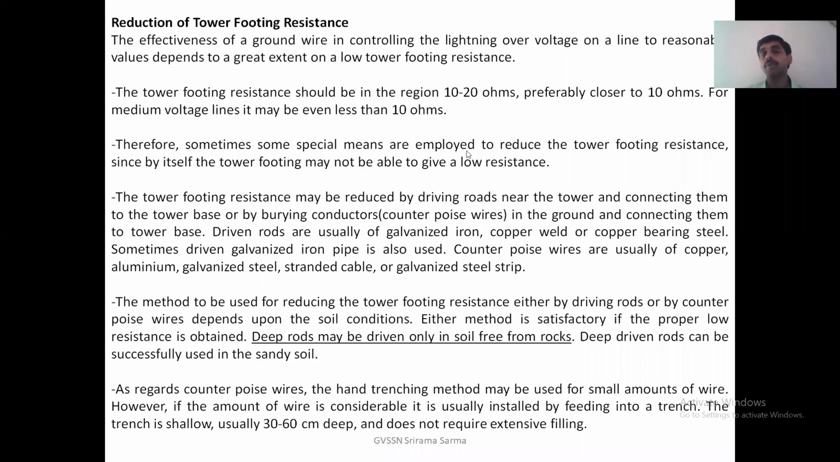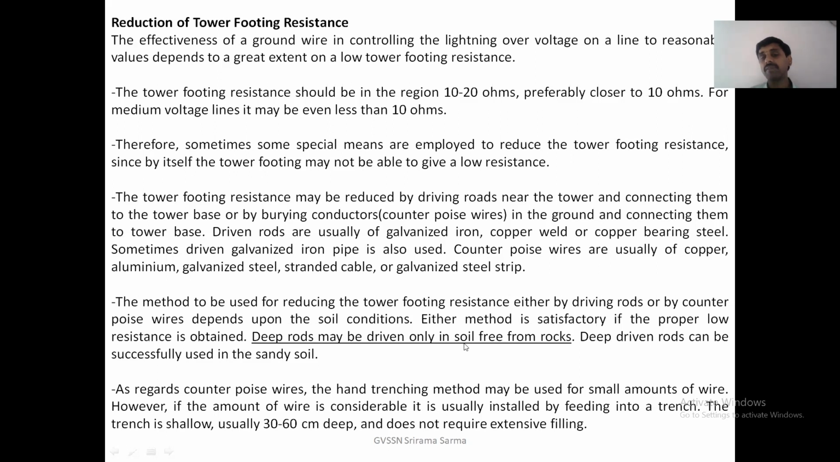Sometimes special means are employed to reduce the tower footing resistance. The special means are ground rods, counterpoise, and chemical treatment. Chemical treatment reduces the tower footing resistance, but it is not possible everywhere because of the vast area. So we go for ground rods and counterpoise. Let us discuss that. The method used for reducing the tower footing resistance is either ground rods, counterpoise, or chemical treatment. Either method is satisfactory if the proper low resistance is obtained.